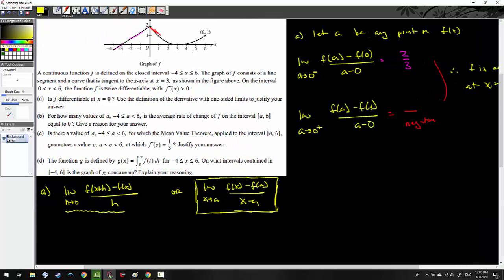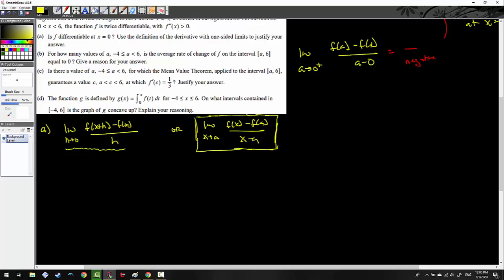Okay, so let's go ahead and move down to B. It says, for how many values of a on the interval from -4 to 6 is the average rate of change of f on the interval a to 6 equal to 0? Give a reason for your answer. So from here, let's find out what the average rate of change is on the interval a to 6. Well, average rate of change is going to be f of 6 minus f of a over 6 minus a. That's my average rate of change, right? And I want this thing to equal 0.